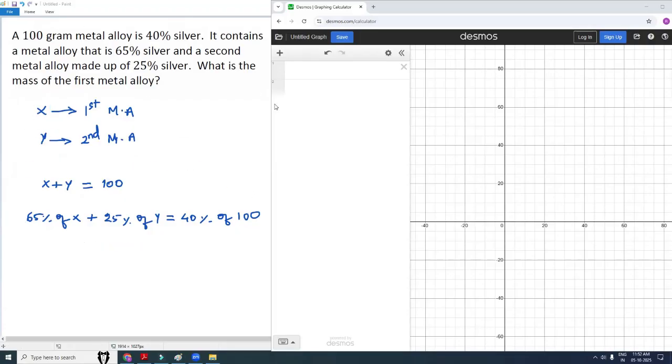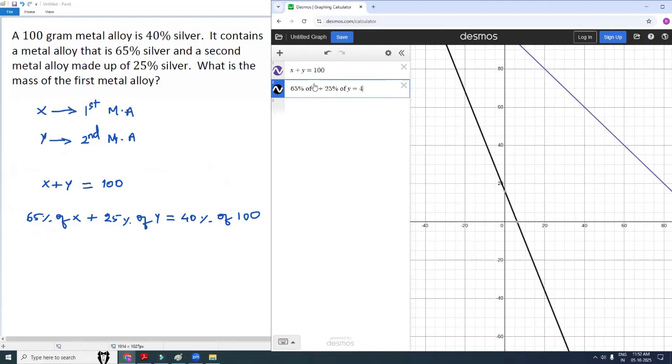Okay, now let me give this equation as input in Desmos. So that is X + Y = 100. This is the first equation. Let me give the second equation as input. That is 65% of X + 25% of Y = 40% of 100.